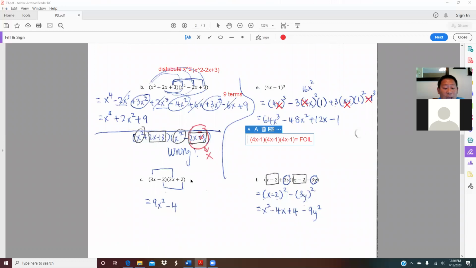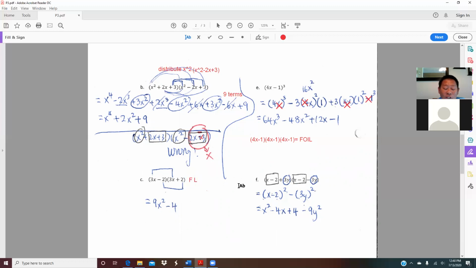For this question, it is called the sum and difference of squares because you find out the numbers are exactly the same term, except one is plus and one is negative. So when you do this, you just do the F and the L. So you do not need to do the inside and outside. So 3x times 3x, you get 9x squared. 2 times negative 2 comes to negative 4.